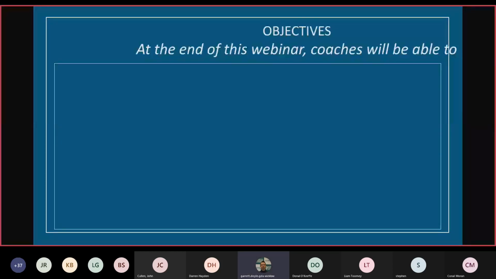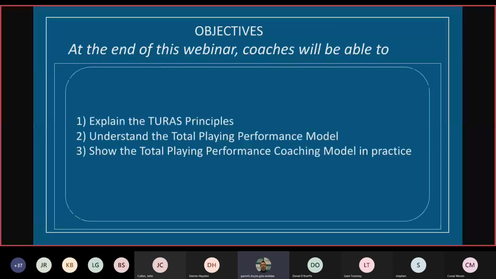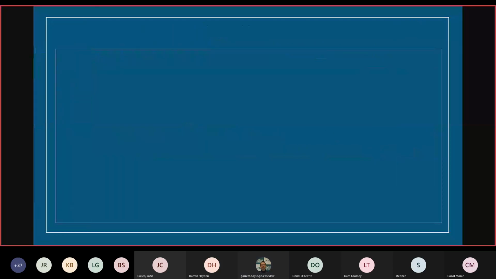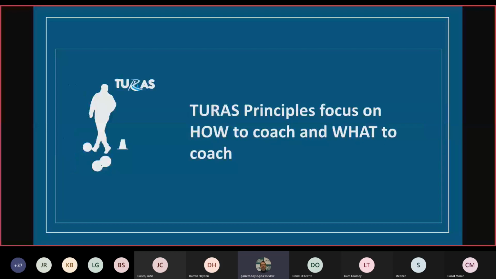So the objectives of the webinar tonight, at the end of this, coaches will be able to explain the TURAS principles, understand the total playing performance model, and show the total playing performance coaching model in practice. So the TURAS principles focus on how to coach and what to coach. So essentially they're coaching rules, principles you abide by or govern your behavior as a coach.